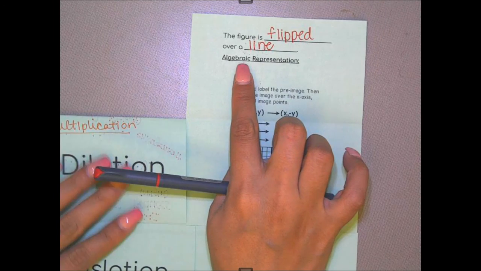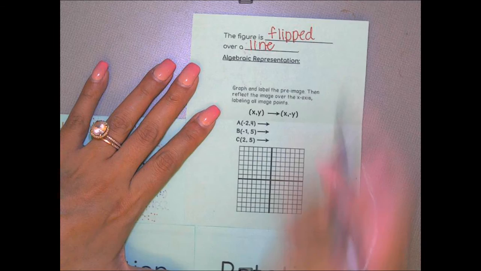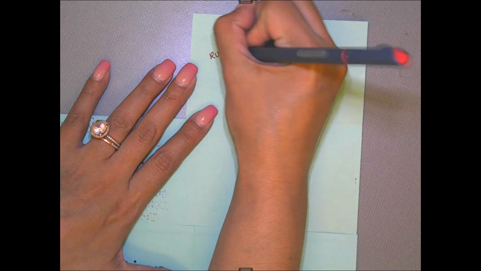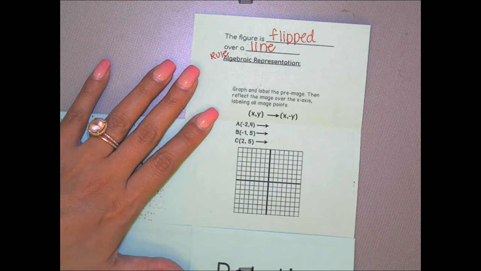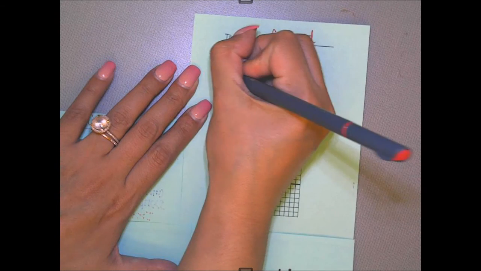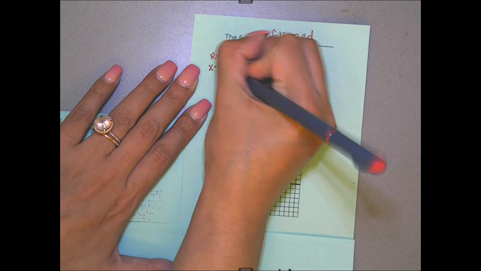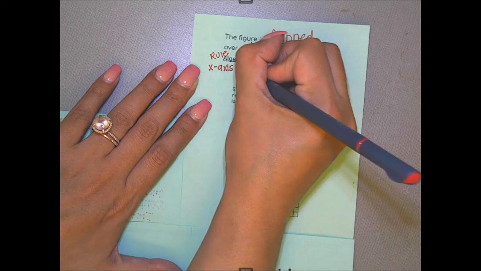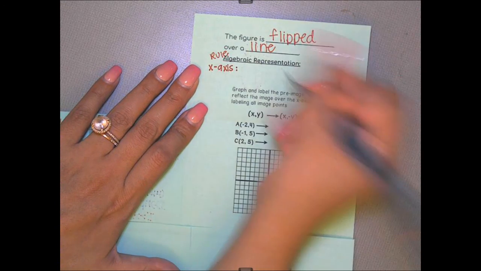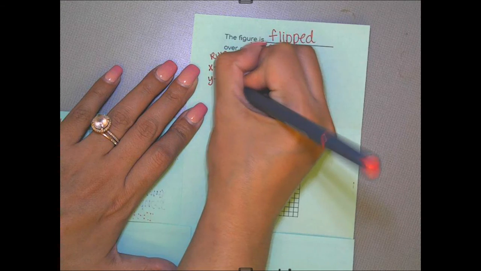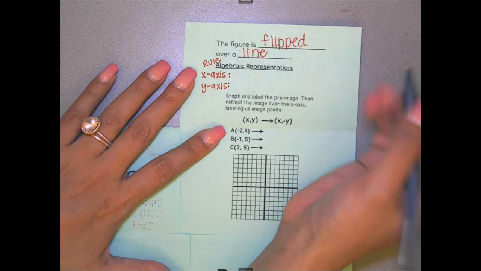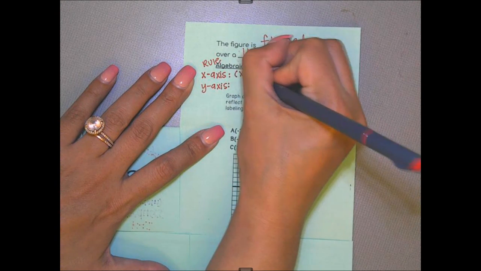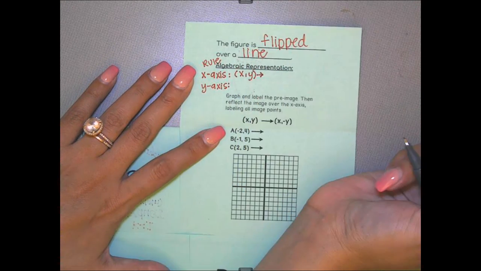So again, we need to write our algebraic representation. And I'm going to write rule there because I need to remember I can interchange those words. And like I said, there's 2 lines we could reflect over. So I'm going to write both of the rules. I'm going to write the rule for a reflection across the x-axis. And then I'm going to write the rule for a reflection across the y-axis. And just like our dilation, our rule is going to start x, comma, y with our arrow.